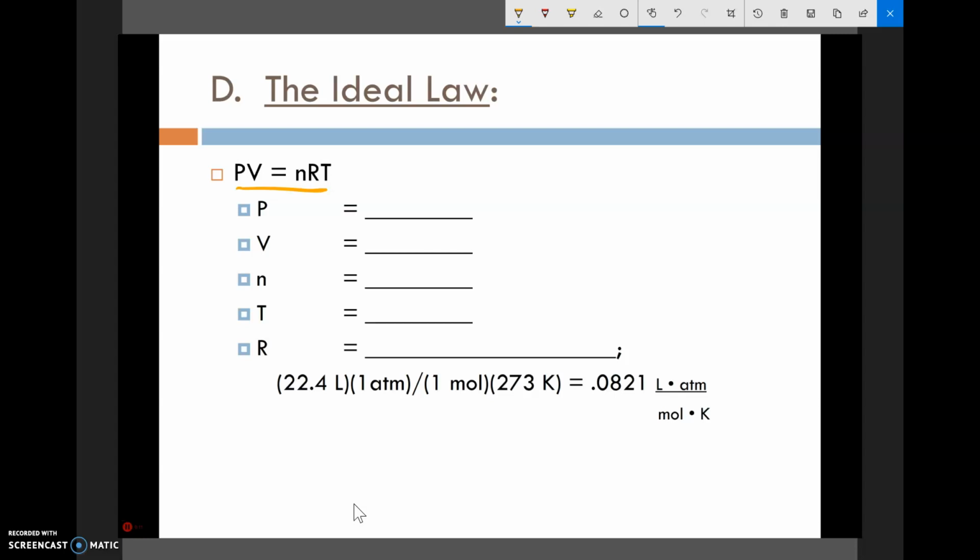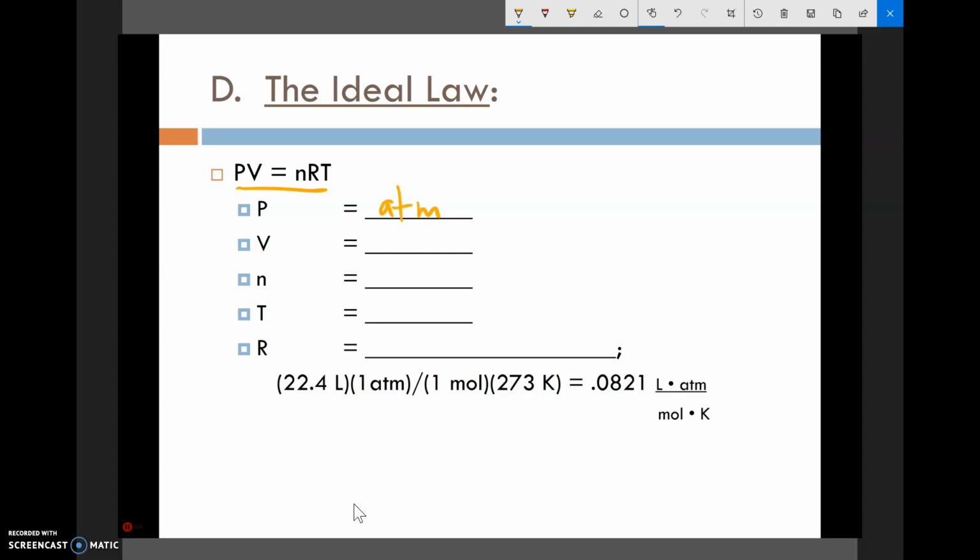Before now, with Boyle's and Charles's, we've been able to use any unit of volume, either milliliters or liters, or pressure. It didn't have to be in an exact unit. The only thing that had to be in the exact unit was Kelvin for temperature. But in the ideal gas law, we have to have very, very specific units. So for P, that's pressure, that has to be in atmospheres.